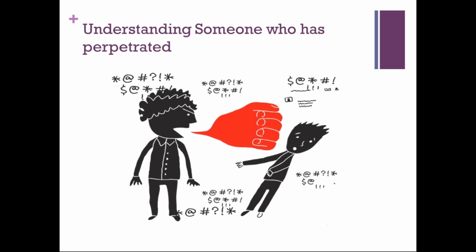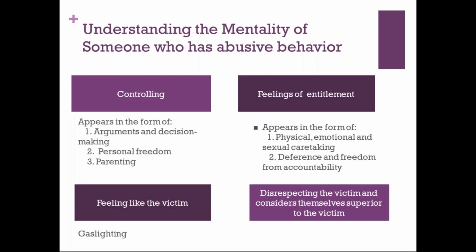Okay, so now we're going to segue into a discussion about understanding folks who may have perpetrated, and understanding this controlling behavior. It could look like arguments or decision making, taking away personal freedom, or that person with abusive behavior claiming their own personal freedom: "Well, I should be able to have sex with whoever I want because that's who I am and that's what I want. And you just have to deal with it. We're married." Even parenting, controlling how the other person parents, or being a controlling parent themselves.